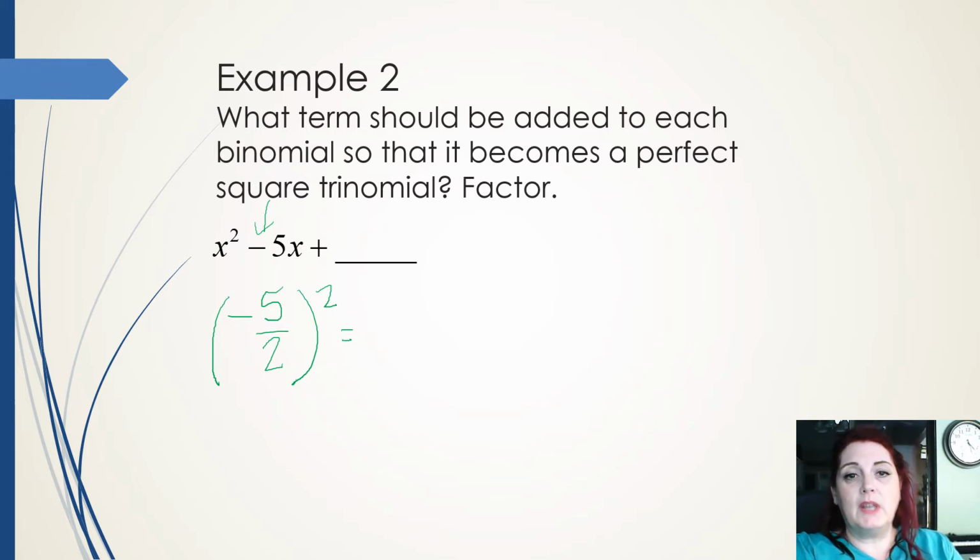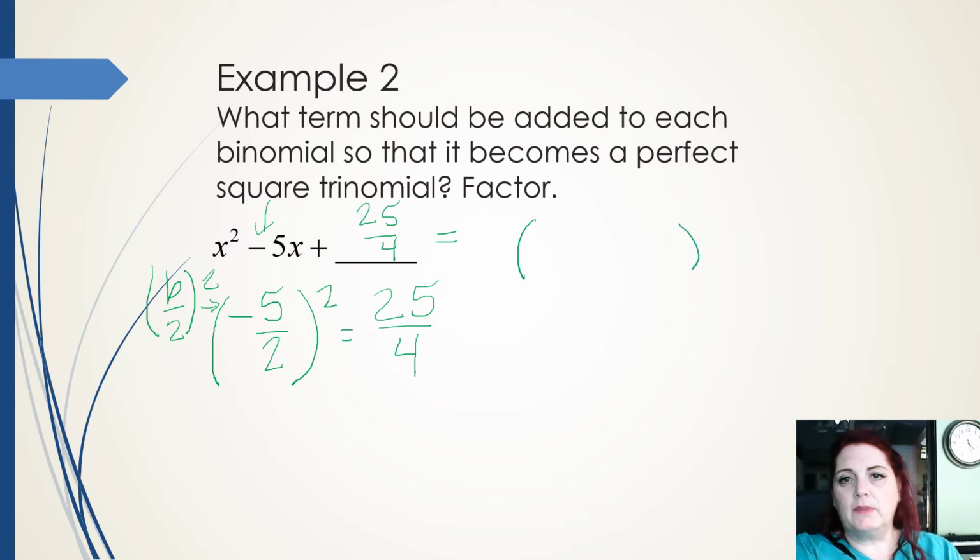When we take a negative times a negative, it's going to be a positive. And 5 times 5 is 25, and 2 times 2 is 4. So we're going to add 25 fourths. That's our b over 2 squared. So then when we factor that, it's going to be x, and it's going to be squared as a binomial. And it's going to be that b over 2. Well, that b over 2 is right here, and it's a negative. So it's going to be x minus 5 halves squared.